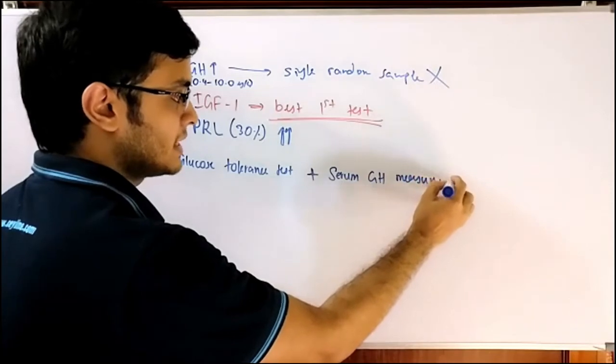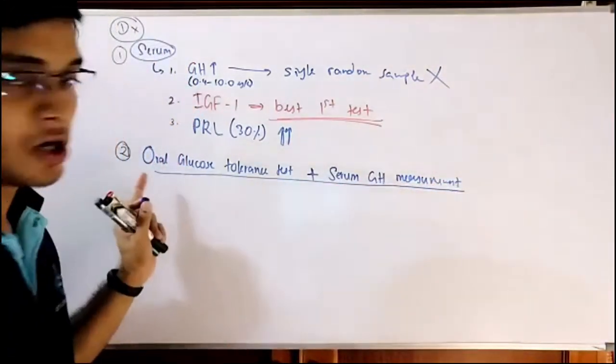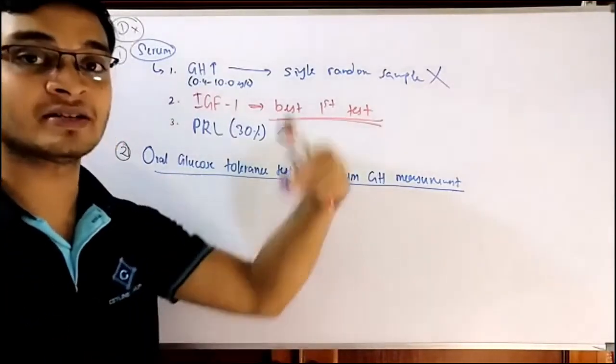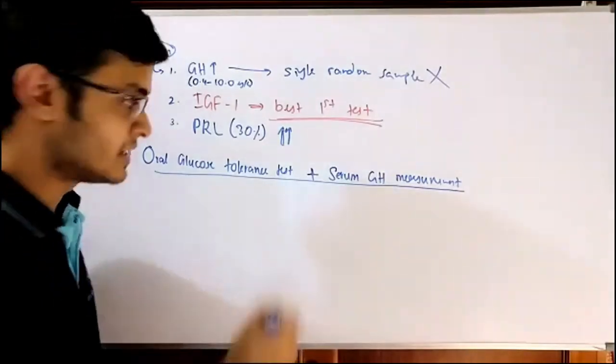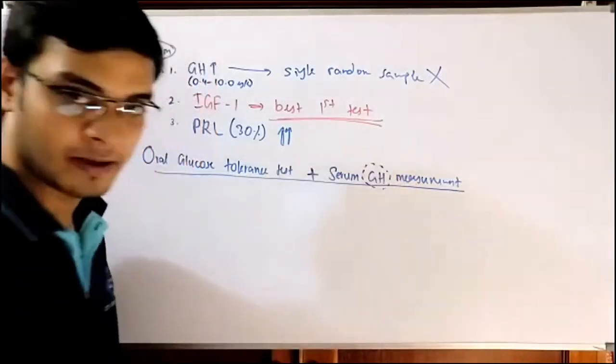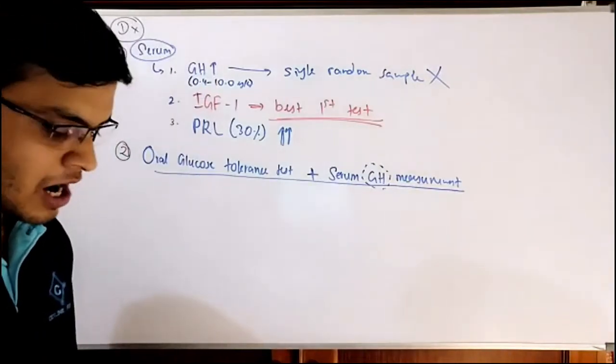Why I'm saying this, guys, is because even for diabetes, in the upcoming chapter, we will talk about the oral glucose tolerance test. There we do the oral glucose tolerance and measure serum glucose. Here we do the glucose tolerance and we measure serum growth hormone. So there's a difference there. Don't mix the two up. Look at this. How do we do this, guys?